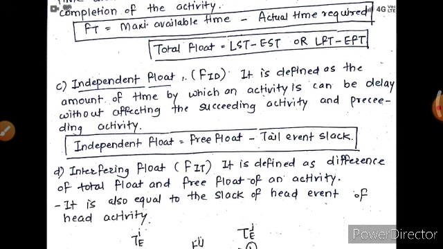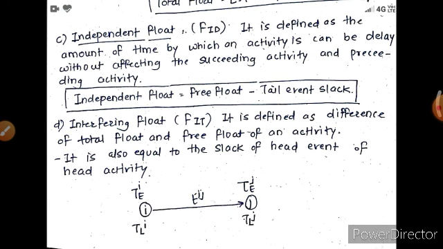Now the independent float is defined as the amount of time by which an activity can be delayed without affecting the succeeding activity and preceding activity. So the independent float is equal to free float minus tail event slack.